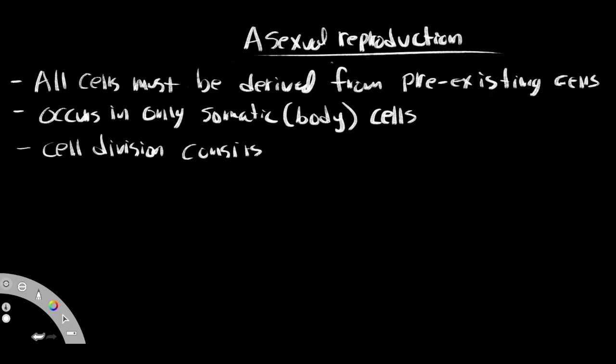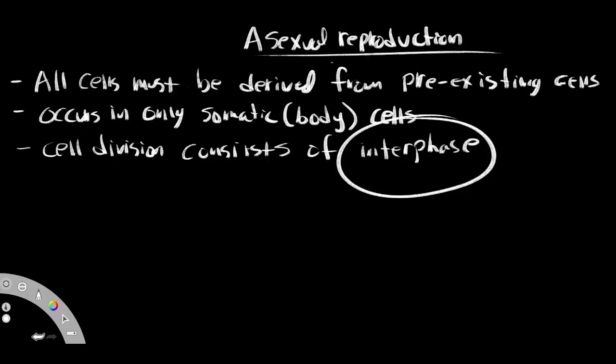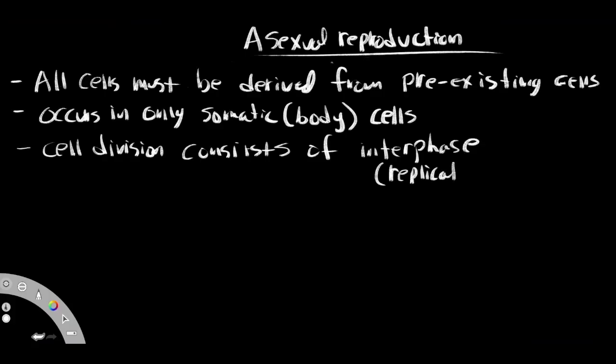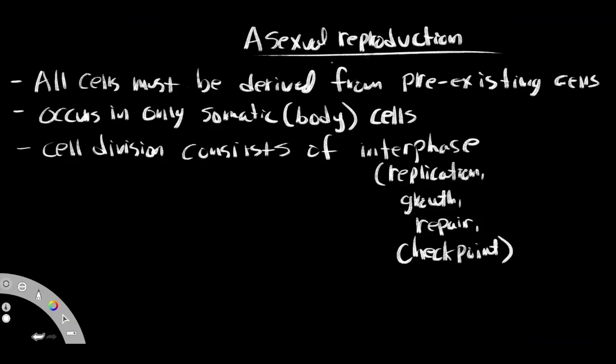consists of that resting period of interphase. But it's not just resting here, it is getting ready for the mitosis section. So a lot of replication happens here. Replication occurs, there is growth, there is repair. There is a checkpoint as well. It checks to ensure that it's actually safe to start mitosis. Then it gets into mitosis. This is the actual division.